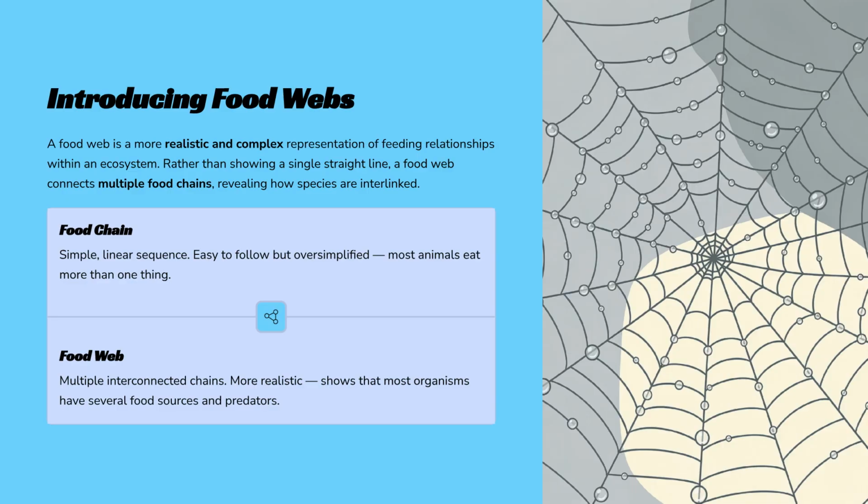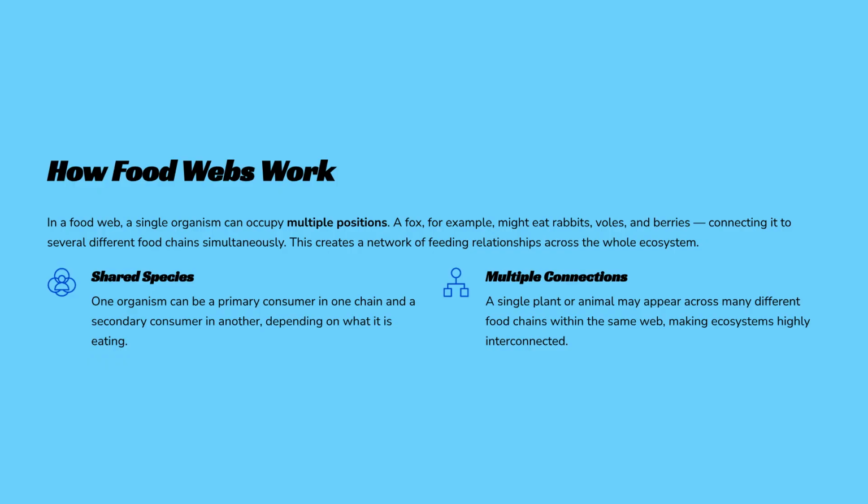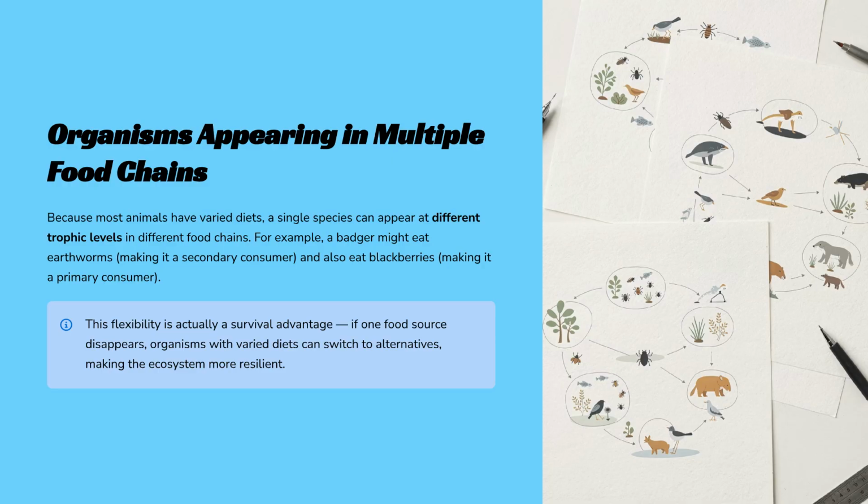While food chains are simple, food webs provide a more realistic view of nature. They connect multiple food chains to show the complex interlinked relationships in an ecosystem. In food webs, organisms often occupy multiple positions. A single species might act as a primary consumer in one chain and a secondary consumer in another. This flexibility is a survival advantage. If one food source disappears, organisms with varied diets can switch to alternatives, which makes the whole ecosystem more resilient.